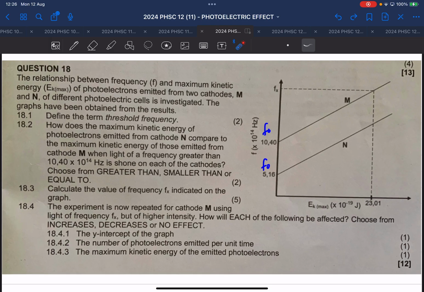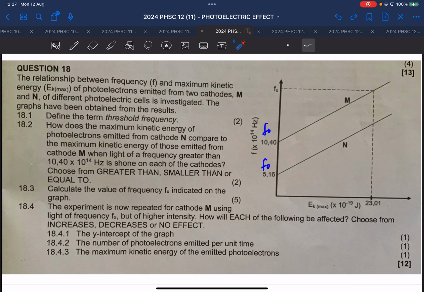Now they ask there, define the term threshold frequency. Can you see that the definition they ask is linked to the question? They don't just randomly ask this definition. They give you a clue here. Threshold frequency is somewhere there. Are you writing down? Threshold frequency is the minimum frequency required for electrons to be emitted from a metal's surface. Yes, the minimum frequency required. Are you writing?